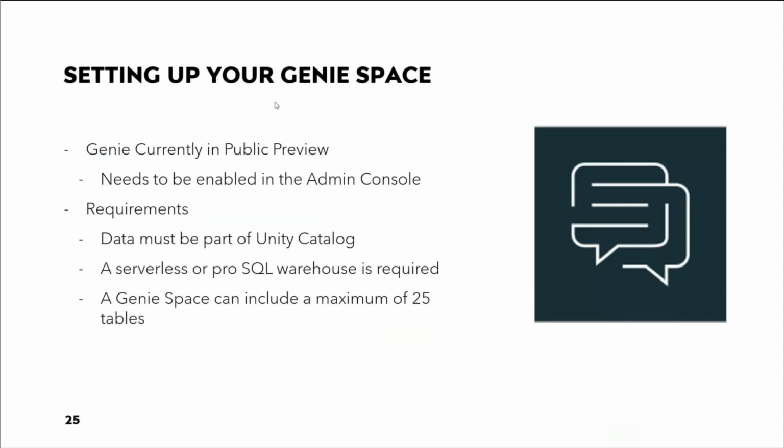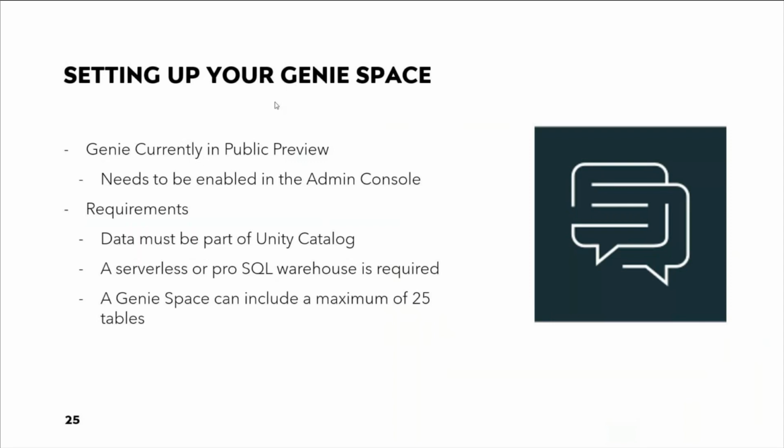It's currently in public preview, so you need to go through your admin settings and click a little button to turn it on. It's off by default. Some other requirements: your data must be part of Unity Catalog, which at this point almost everybody's data on Databricks is. You also need a SQL warehouse to run the Genie, and that needs to be either a serverless tier or a pro tier. And then a small note, a Genie space can only hold a maximum of 25 tables.